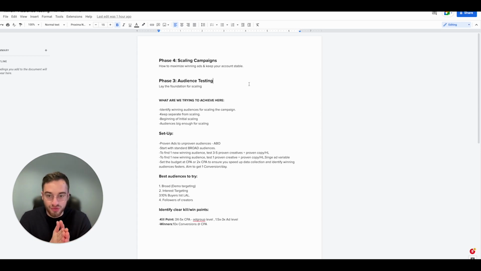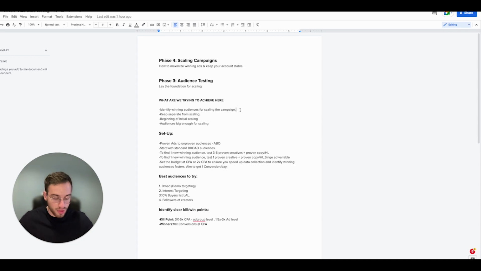We are in phase 3, audience testing, and what we're trying to achieve here is very important: to really have clear goals of what's the whole goal behind audience testing. And okay, you could say that is obviously finding winning audiences, but you really need to have a good understanding of the top level view of how things work out. So of course we're going to identify winning audiences for the scaling campaign. We're going to have a separate scaling campaign.